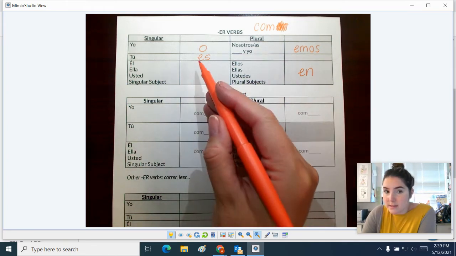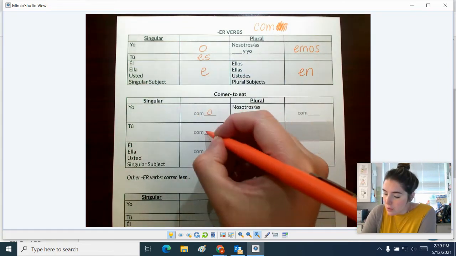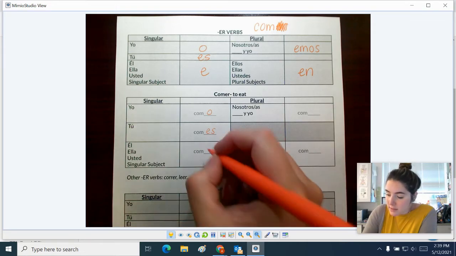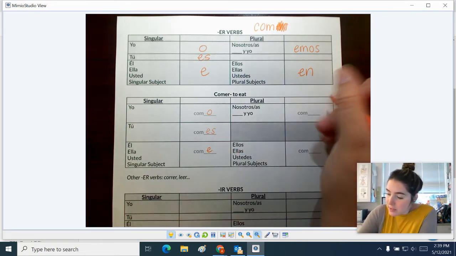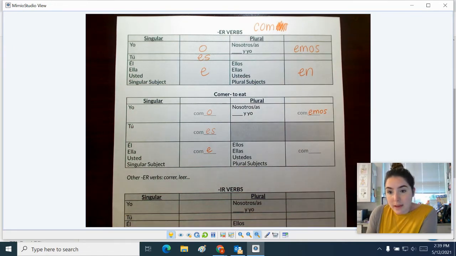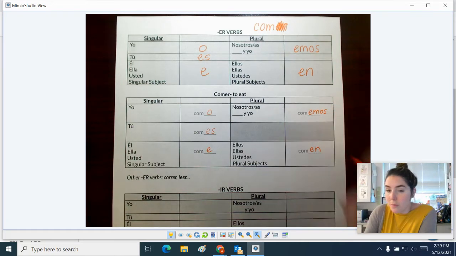So if I eat, it is yo como. If you eat, tú comes. If he, she, you formal, or it eats, come. If we eat, comemos. And if they eat or y'all eat, comen.